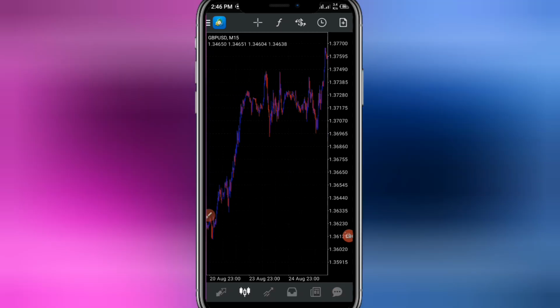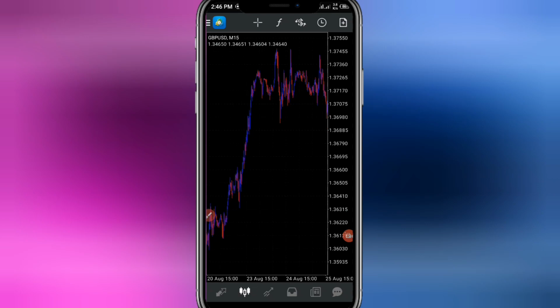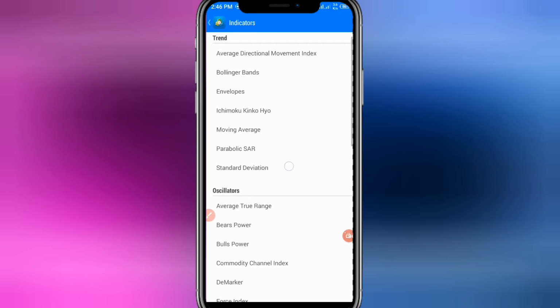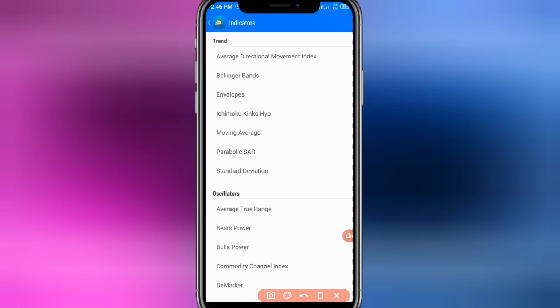Now to make things easier than it is right now, you can add in the moving average to already give you the trend lines and show you those entry points. So right now, let's just enter the moving average, then go to indicators, then search for moving average. So this right here is the moving average. Let's just add that.